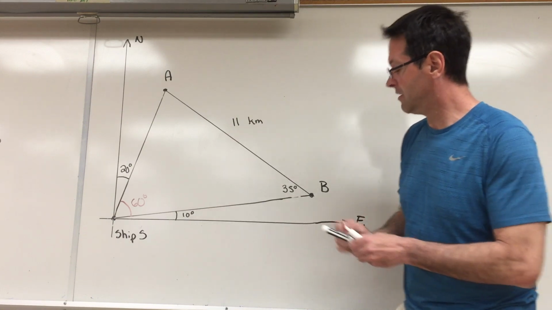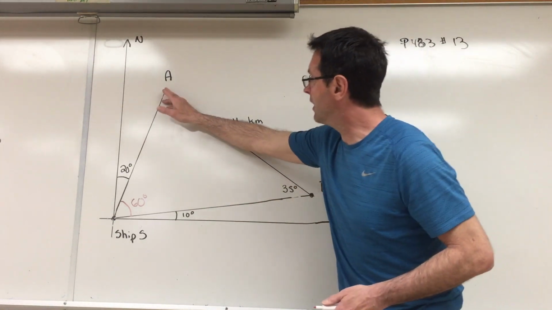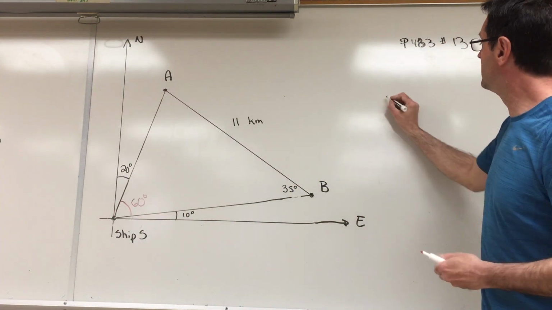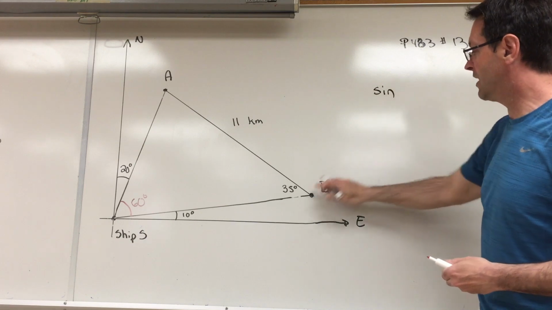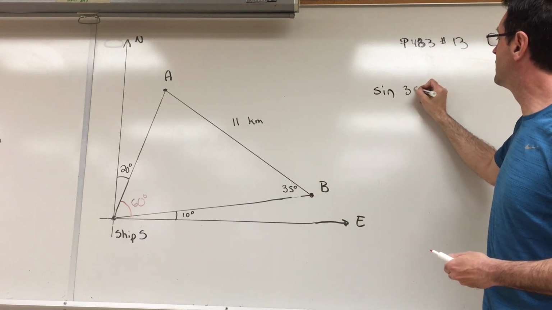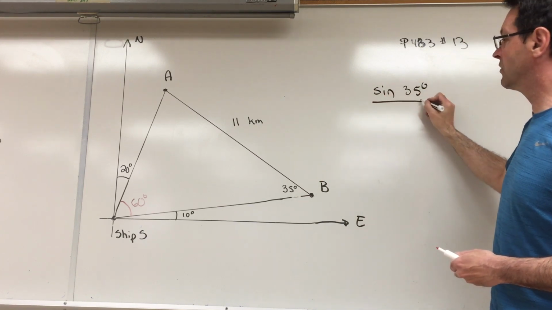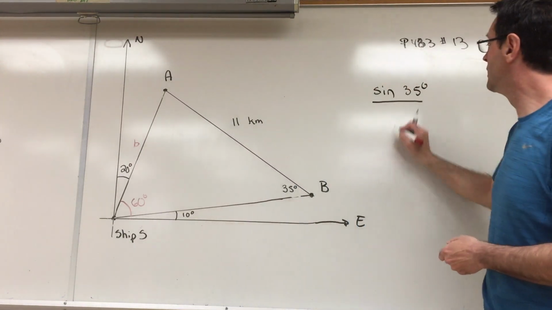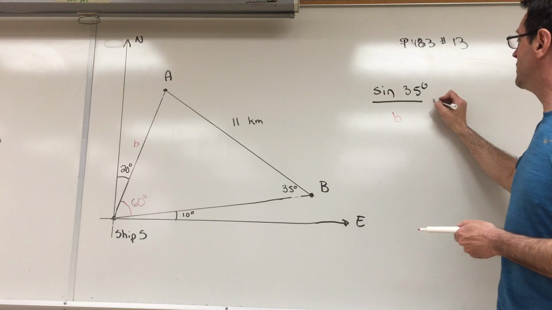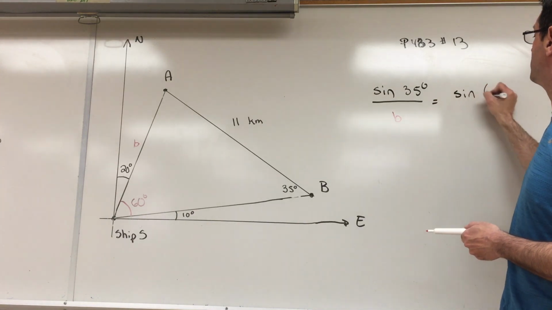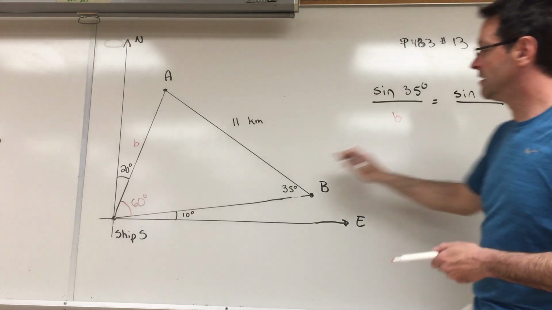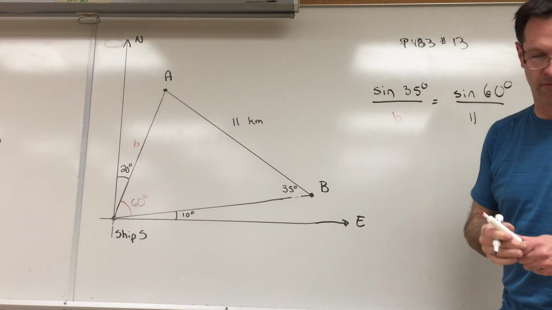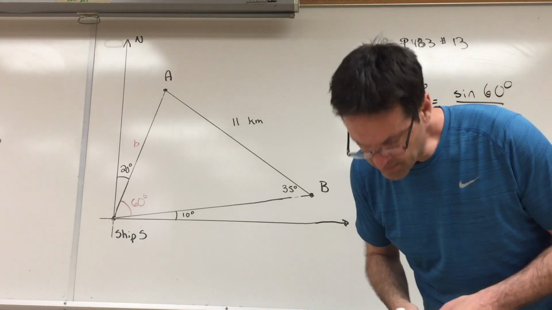So for instance, if I want to find from here to here, I'll go sine of 35 degrees all over, let's call it little b, is equal to the sine of 60 degrees divided by 11. And we'll use the sine law to finish it up.